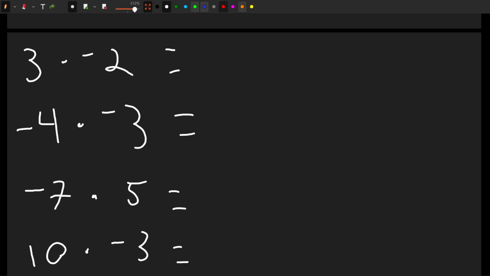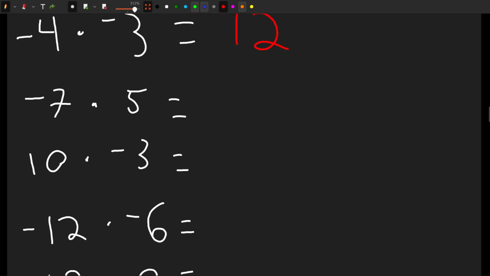So, to solve each of these problems, where I will choose a different color, I'm going to choose red this time. We're going to get 3 times negative 2. The way I like to solve these is, first off, what is 3 times 2? That's 6. And then what's the sign? Well, a positive times a negative is a negative. So this becomes negative 6. Negative 4 times negative 3, well, what's 4 times 3? That's 12. And then a negative times a negative is a positive. So it's positive 12.